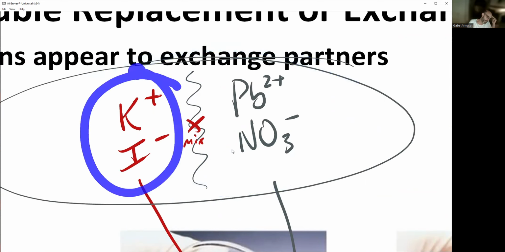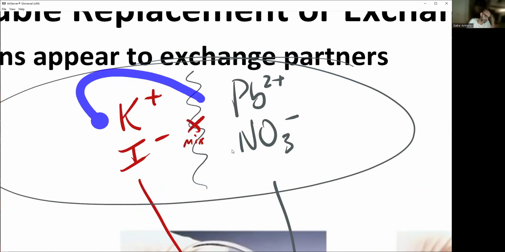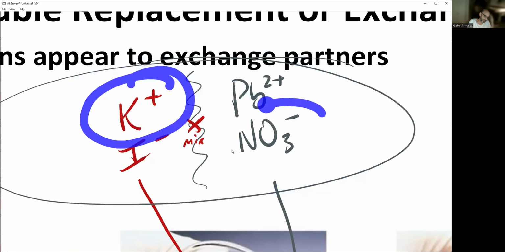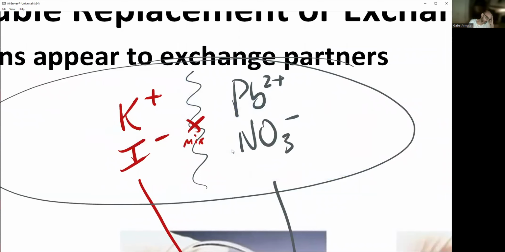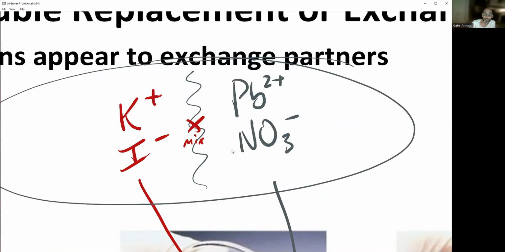What that means is potassium and iodine aren't the only pairs that can be created. I can now create a pair between potassium and nitrate because, again, this is positive and this is negative. So we can have an interaction between the 2 of them, and we're going to create something. The lead can now interact with the iodide, and we can create a new compound out of that. So instead of these 2 being together, these 2 and these 2 are going to be together. So what we're going to do is take the ions and essentially just switch the partners, and we're going to come up with new compounds.